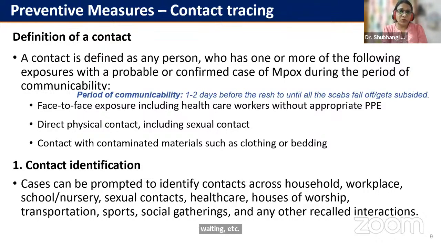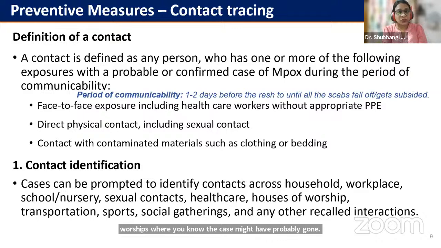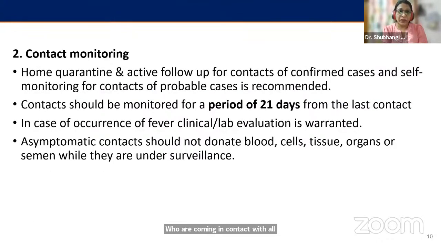The first step when we want to do the contact tracing, as soon as we have the confirmed case, is to prompt the case to identify the contacts across the household, workplace, school, nurseries, sexual contacts of the case, healthcare workers who are treating or have examined them, houses of worship where the case might have gone, transportation places, sports, social gatherings, and any other recalled interactions. So we need to find out the places the case has come in contact with.